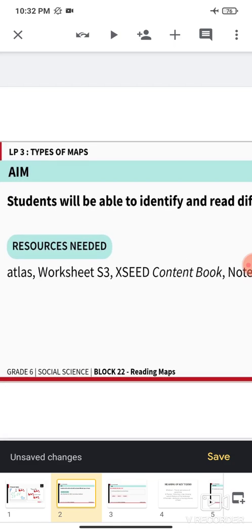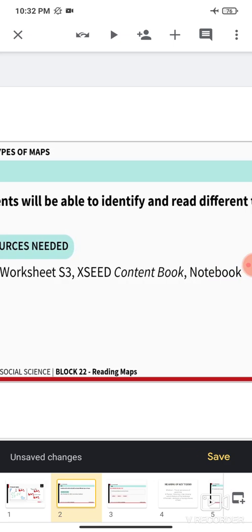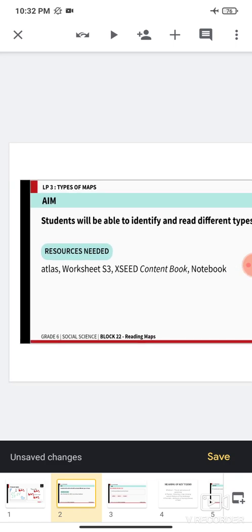The resource required is your atlas. An atlas is a book of maps. If you have it, please get it ready. Also your worksheet S3, your exit content book, and your notebook. These are the resources that you'll be needing for our class.